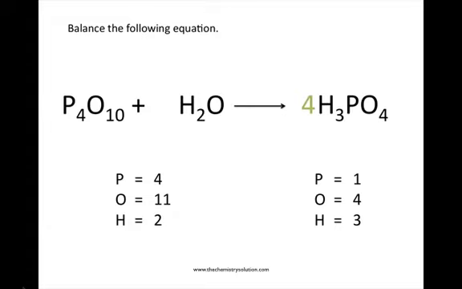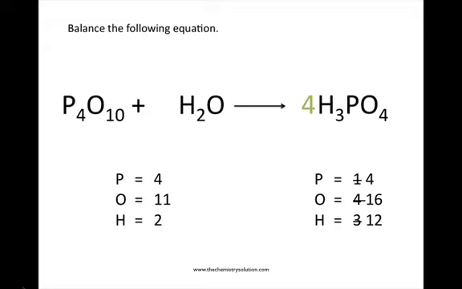Because I have 4 phosphorus atoms on my reactant side, I know that I need 4 phosphorus atoms on my product side. And because I can't change the subscripts of any atom, I have to add my 4 as a coefficient in front of the molecule H3PO4. By adding 4 as my coefficient in front of H3PO4, I have not only now changed the number of phosphorus atoms I have, but I've also changed the number of oxygen atoms and hydrogen atoms.